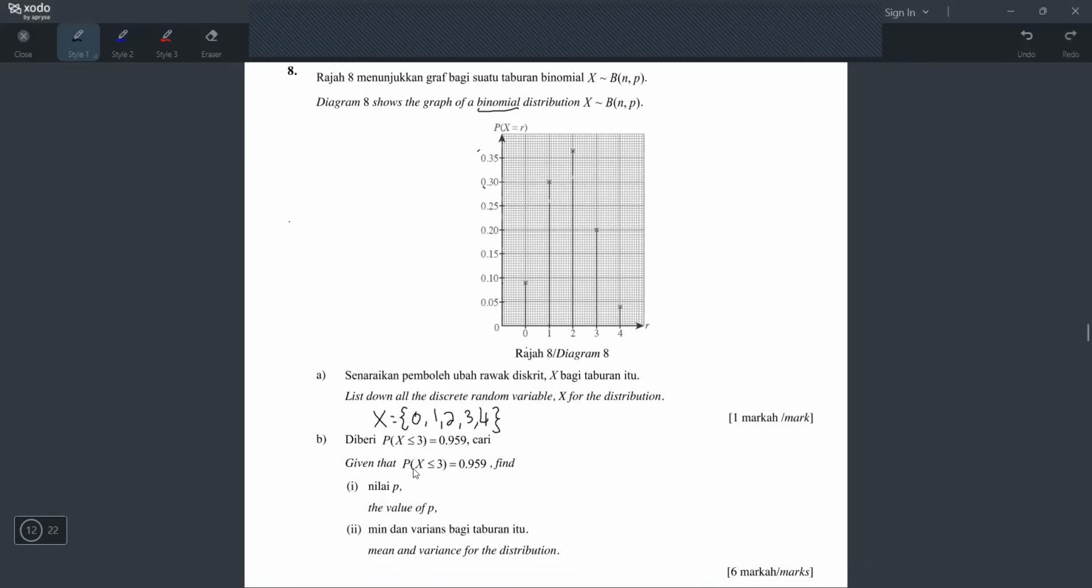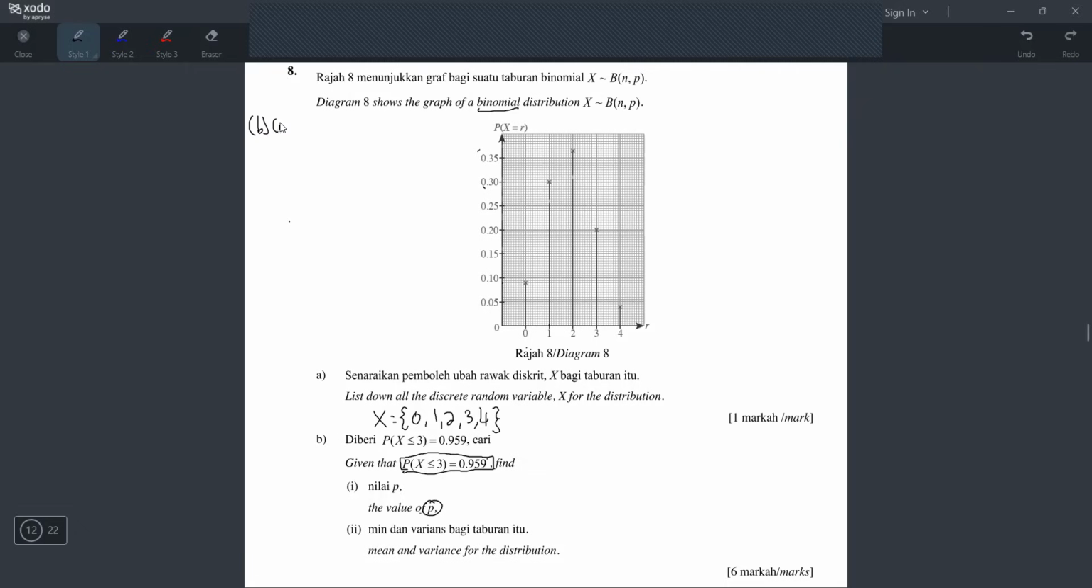Okay, now for my B question, they say P(X ≤ 3) is 0.959. Find the value of p. p is the probability of success. So how do we find that? They gave us information here, so I'm sure we will be using this information to find the value of p, right? If not, then why would they give it to me? Of course, if they give us information, they will want us to use it.